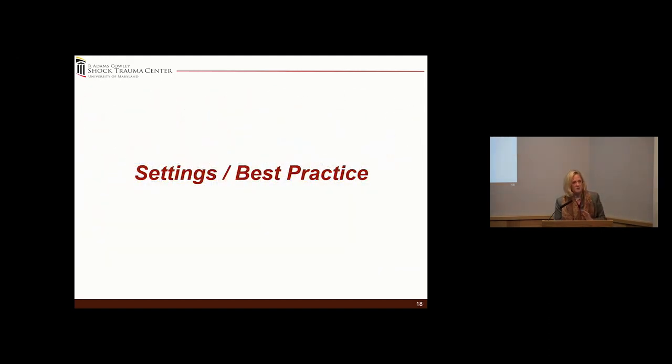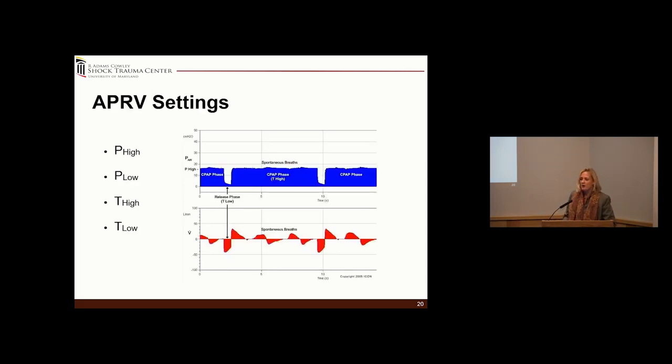So that's just basic theory. Now let's go into settings and best practice. So what are our settings? In APRV, you have a P high, a P low, a T high, and a T low. Combined, we call this the CPAP phase. T high plus P high is the end inspiratory lung volume, and then combined, the P low and the T low we call the release phase, and it is the end expiratory lung volume. And the patient can breathe throughout the entire respiratory cycle.